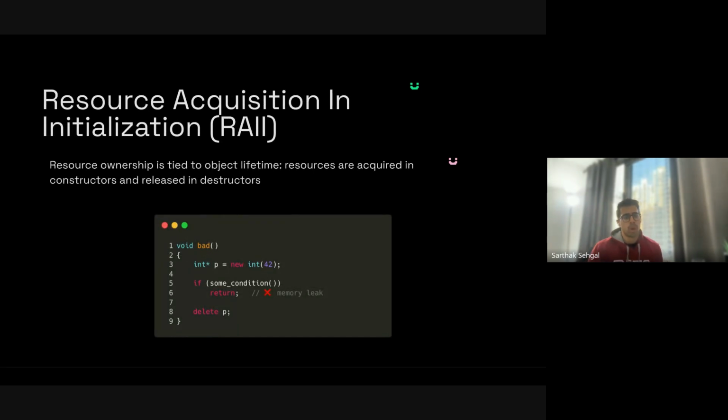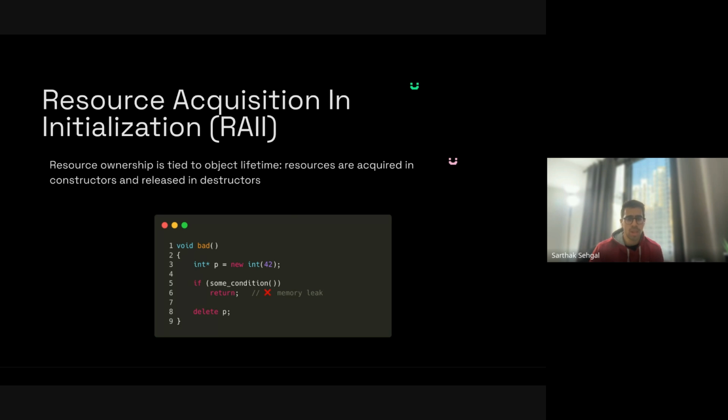So talking about automatic memory management, or how it's achieved using RAII, what it basically means is that the resource ownership is tied to the object lifetime itself. Resources are acquired in constructors and released in destructors. So consider this example where on line 3, there's a pointer to an integer. You allocate some memory on the heap and assign that to the pointer. And then on line 8, you delete the pointer. As a result, the memory is going to be freed.